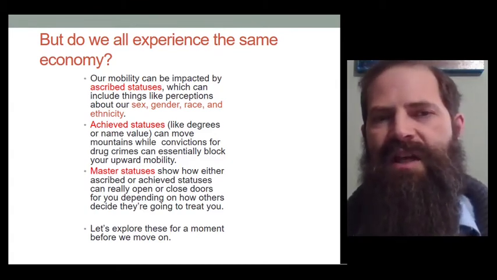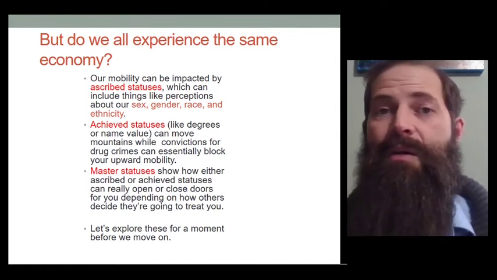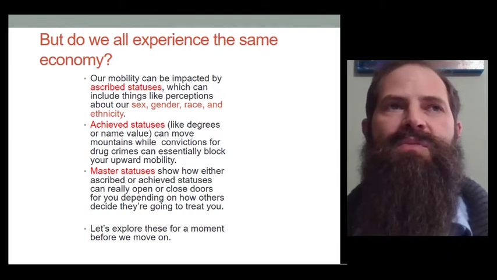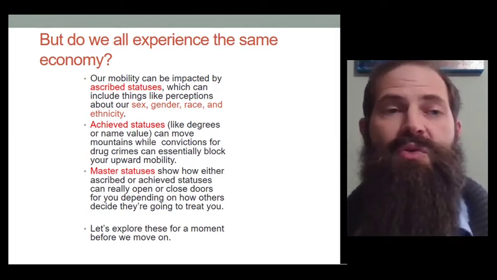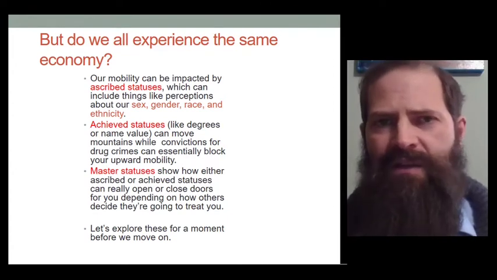Likewise, with achieved statuses and ascribed statuses, we find that these sometimes can both become master statuses. Now, a master status is something that overcomes everything else that you might choose or you have been told that you are, and somehow is used to define you.